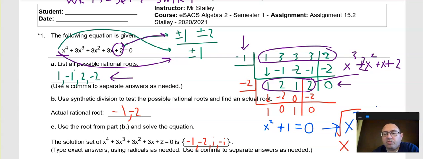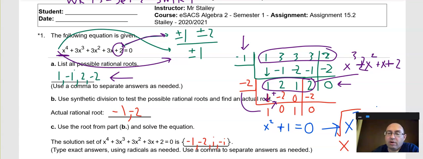And out of my possible rational zeros, I chose -2 to try again. And sure enough, notice how I just kept going. I didn't go back to the original quartic. I kept going with the cubic. Notice how I carried down the cubic and multiplied and added and all that good stuff.